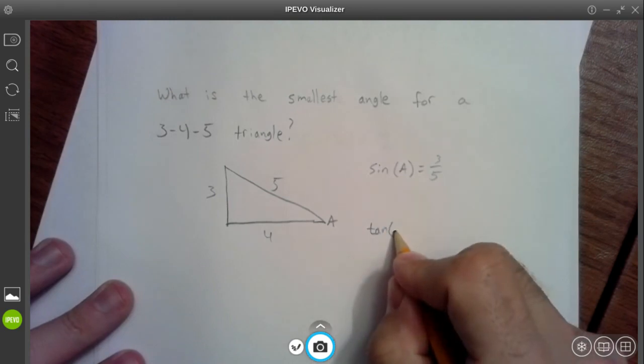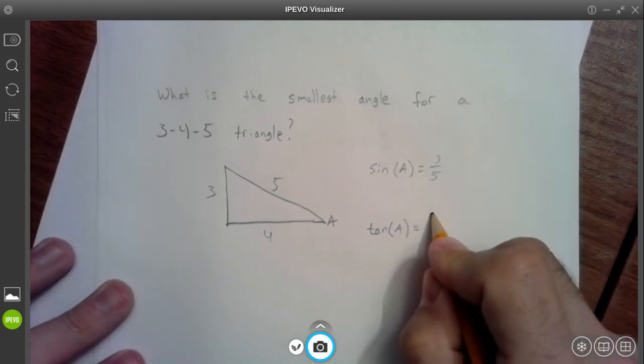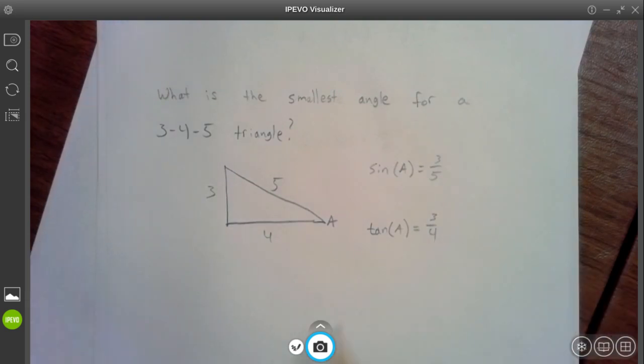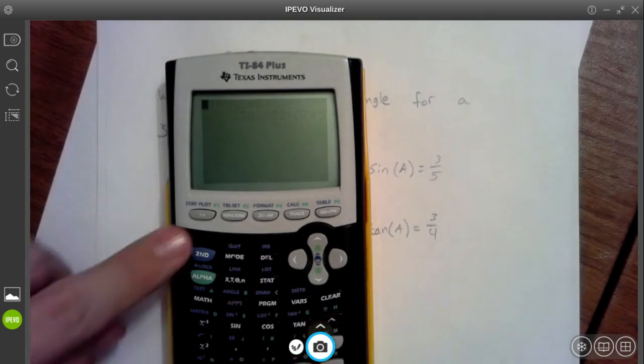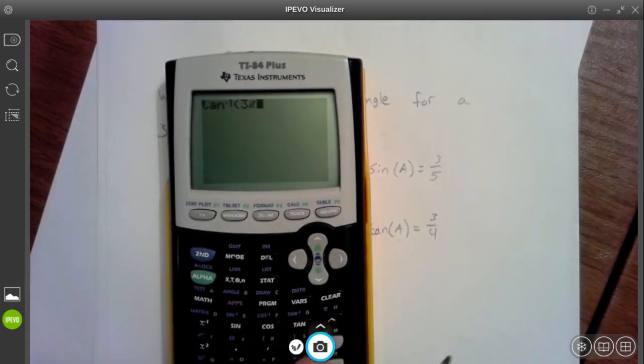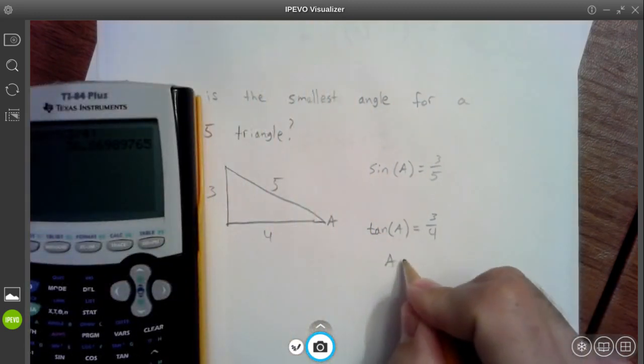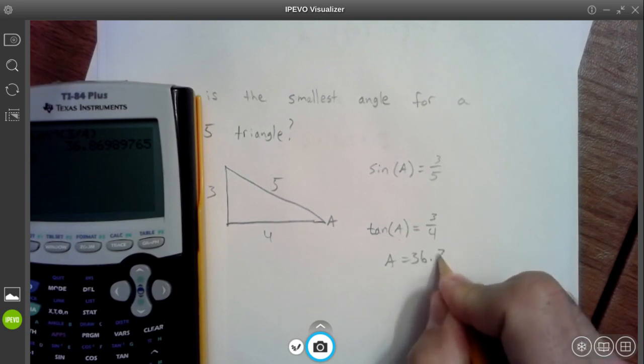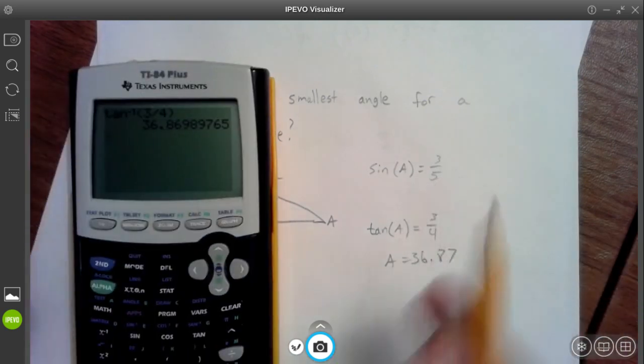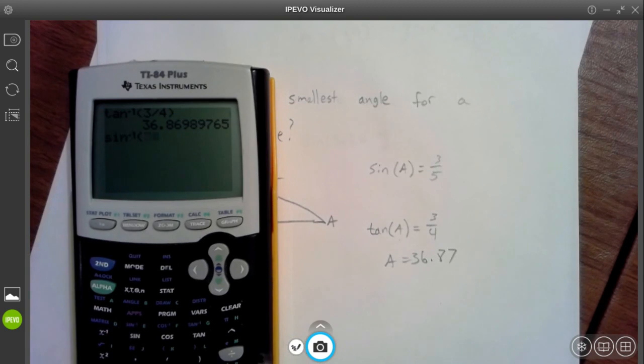If I use tangent of A, it's going to be 3/4. And if I'm looking for this angle, I would have to do arctangent to both sides, or inverse tangent of 3/4. There we go, 36.87. So angle A is 36.87. And it's going to match here as well. If I do arcsine of 3/5, it's going to give me the exact same answer.